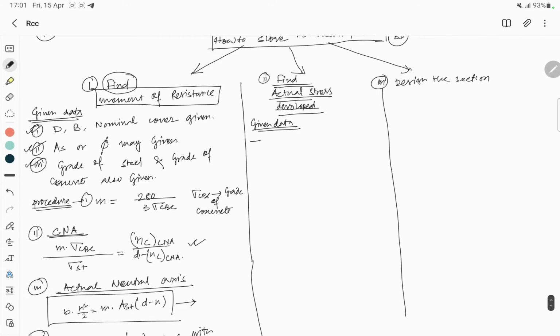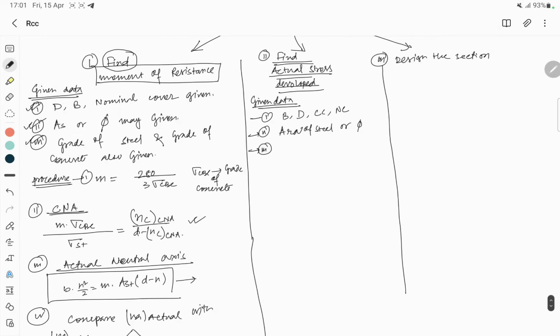Number 1, the dimensions of the beam, that means B and D, and the clear cover or nominal cover is given. Number 2, the area of steel or the diameter of the bar is given. Number 3, the external load or bending moment is given.